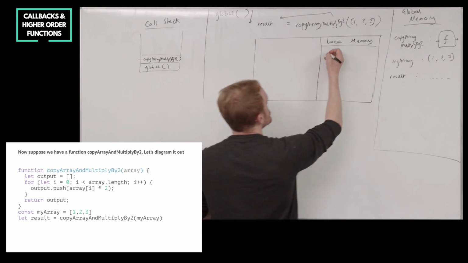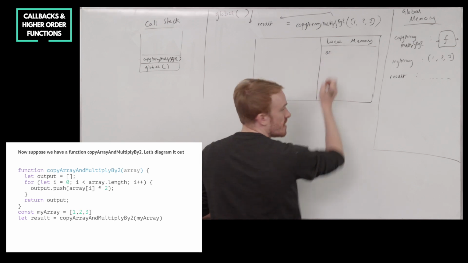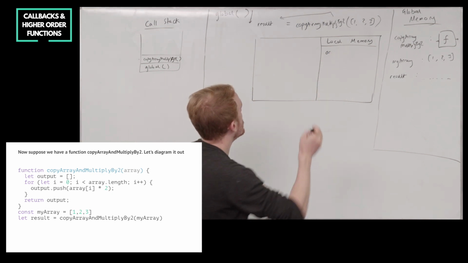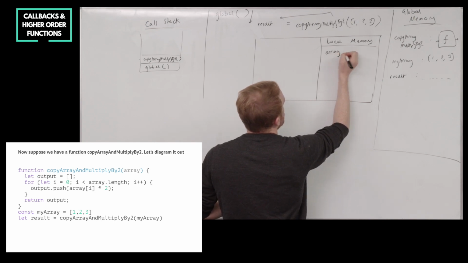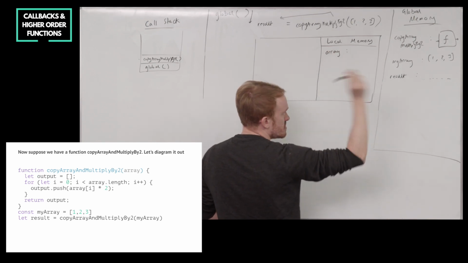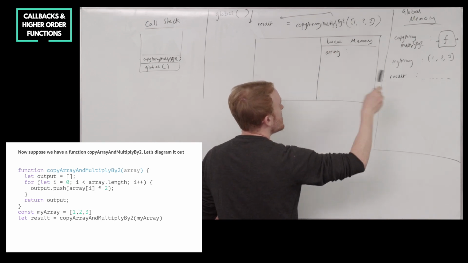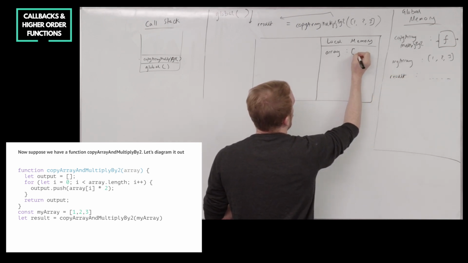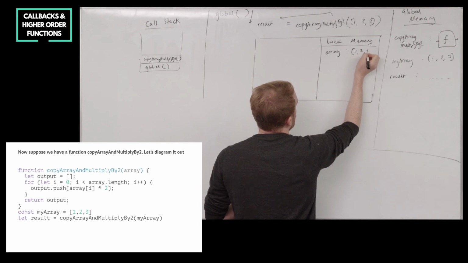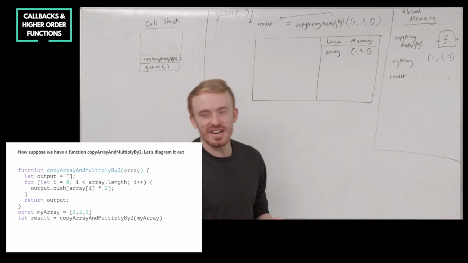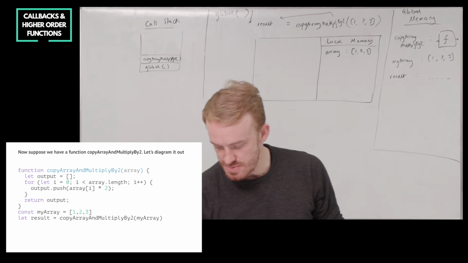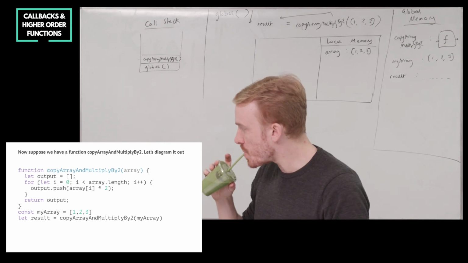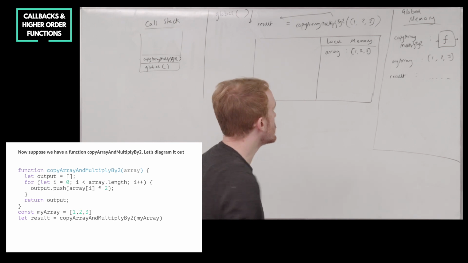We declare the parameter array. And we set it equal to the array 1, 2, 3. Yep, the value of the argument that's my array, which is the value 1, 2, 3. Next line, Z. We declare a local variable called output and we set it equal to an empty array.